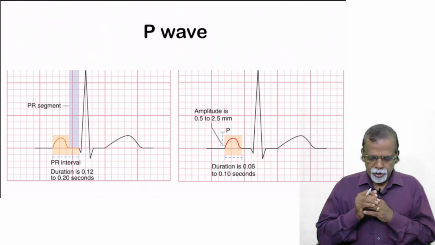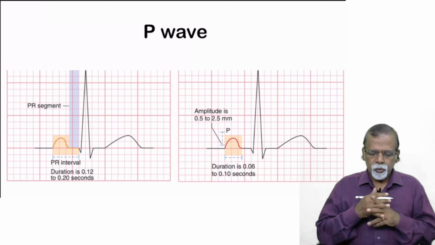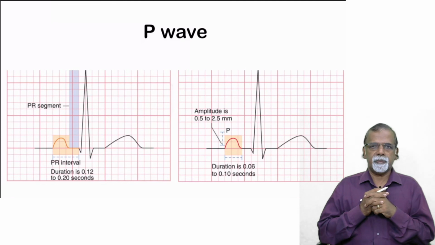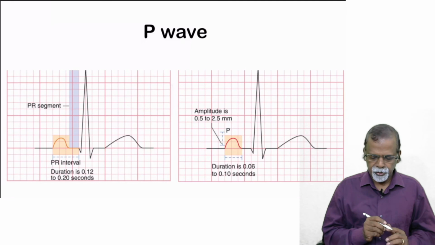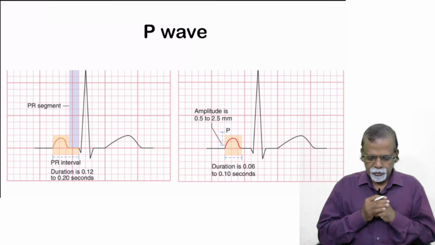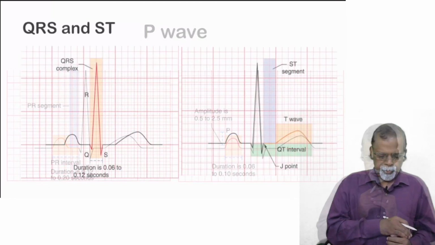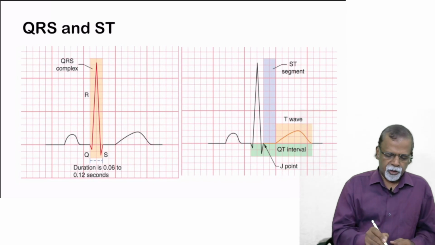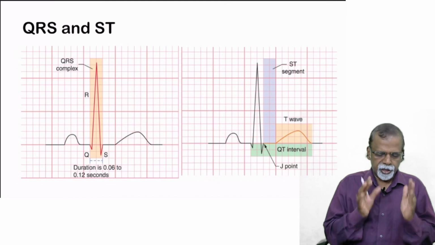Now we think about the waves. One is the P wave. The P wave should usually be less than 2.5 divisions. That is the usual size of the P wave. The duration should be less than 2.5 divisions, and the height is almost the same, less than 2.5 divisions. QRS we have already mentioned. The QRS complex should not be broader than 3 divisions.